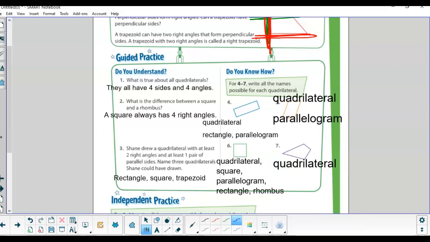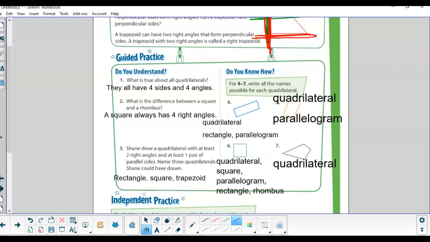Well, let's see. Could it be a parallelogram? Does it have 2 pairs of parallel sides? No, it doesn't. Does it have any parallel sides? No. So a rectangle, does it have 4 right angles? No. Square, does it have all sides the same length, right angles, 2 pairs of parallel sides? Nope. What about a rhombus? Does it have 4 sides equal? No. And a trapezoid, does it have 1 pair of parallel sides?